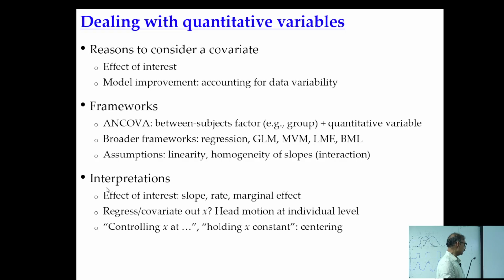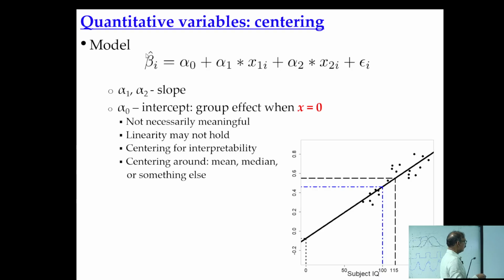And effects of interest are the slope, rate, marginal effect, like slow tapping versus fast tapping, and then regressing the covariates, head motion, at individual level, right? And then controlling X, or holding something at constant, what would happen. And this is how we can have models where we can account for different measures.